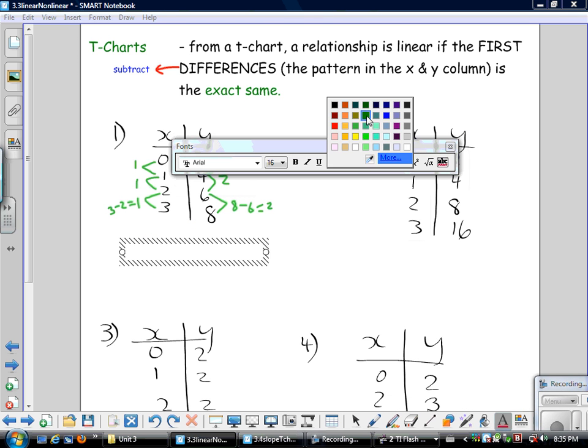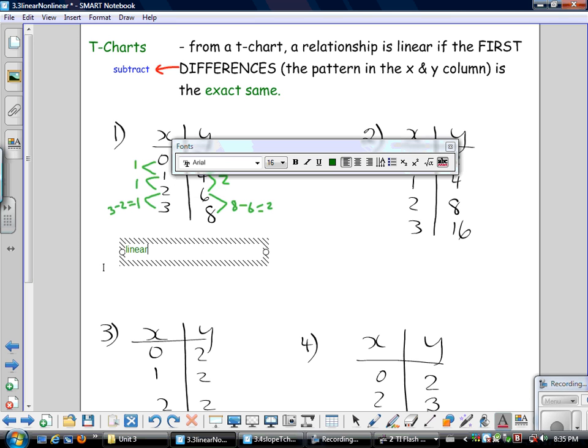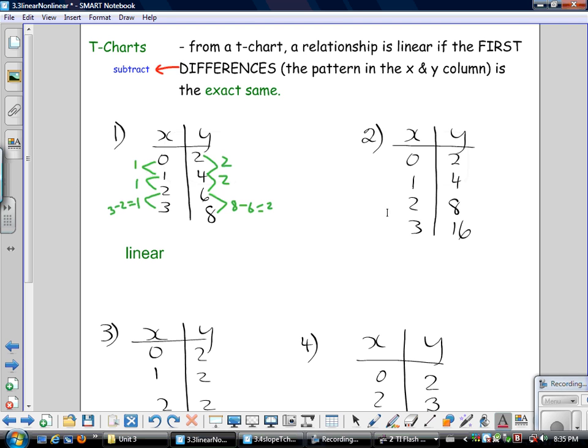I'm going to do it the same kind of color, so linear. And I'll make that larger too, because that's probably hard to see. Probably still large, too large. There we go. Linear. So now let's look at question number 2.